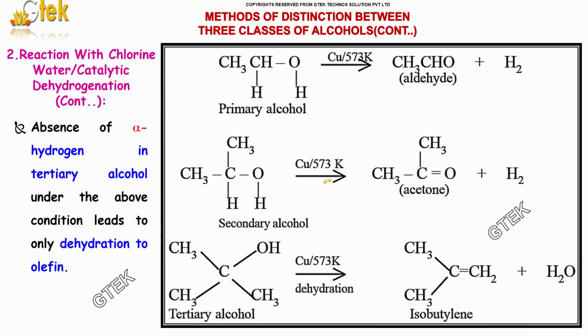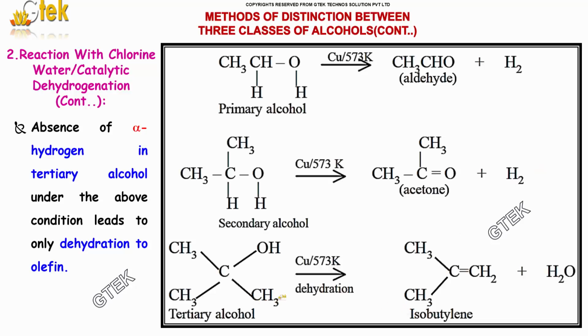Generally, the absence of alpha hydrogen in tertiary alcohol and the above conditions lead to only dehydration to an olefin. As we have already seen, a primary alcohol in the presence of copper catalyst at 573 Kelvin will form an aldehyde along with hydrogen gas. Similarly, a secondary alcohol with the same catalyst and conditions gives a ketone and hydrogen gas is evolved.